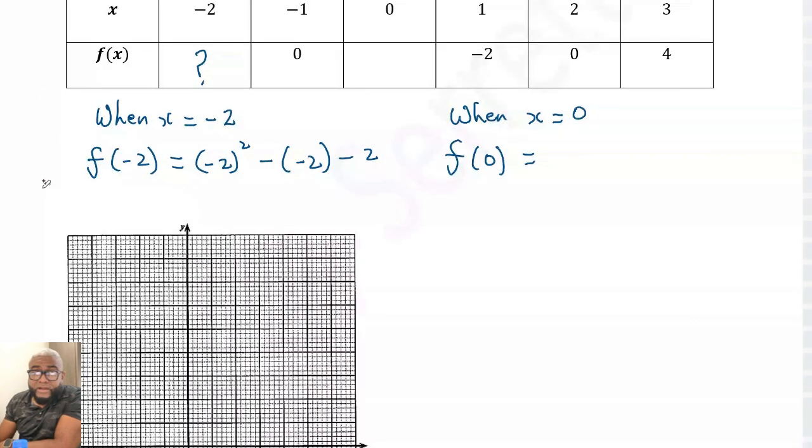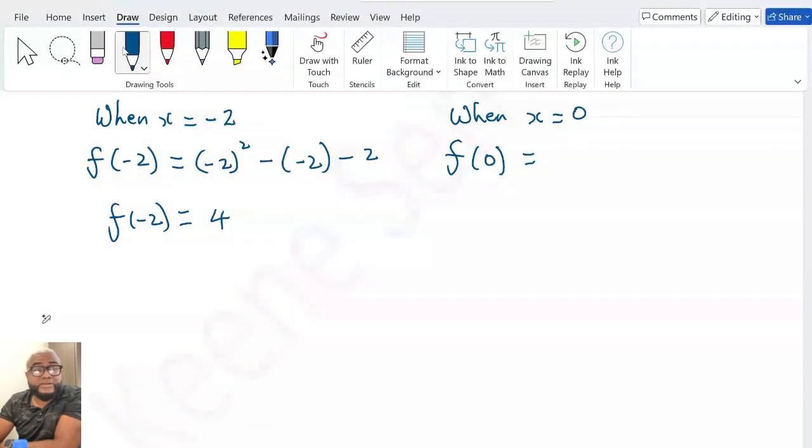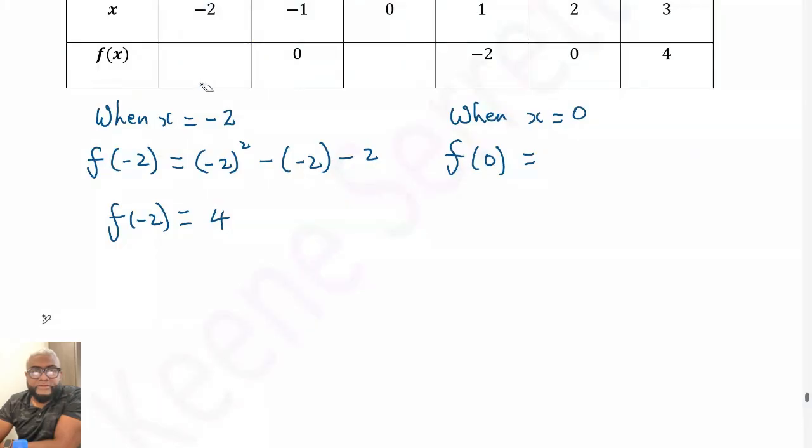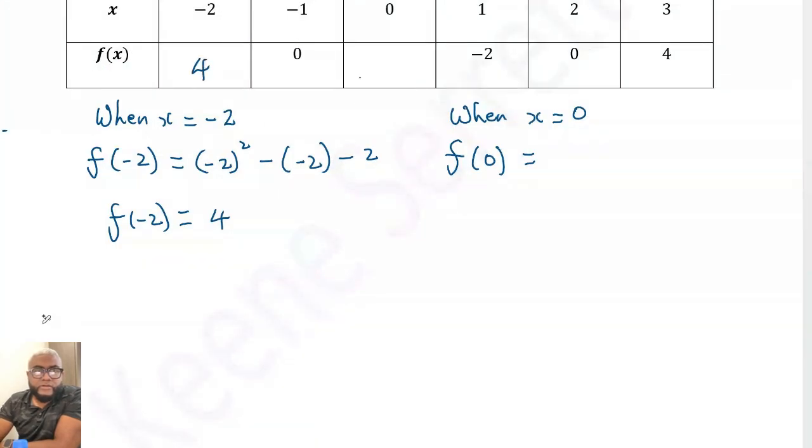So you could either plug this into your calculators, or you work them out separately, right? Anybody plug it into their calculator, what did you get for f of -2? 4, straight 4. Right? So I'm erasing this and I'm putting 4. Everybody good there? 4. Right?